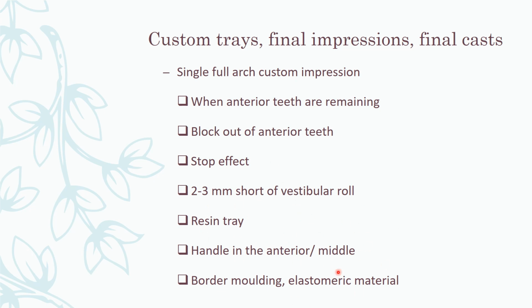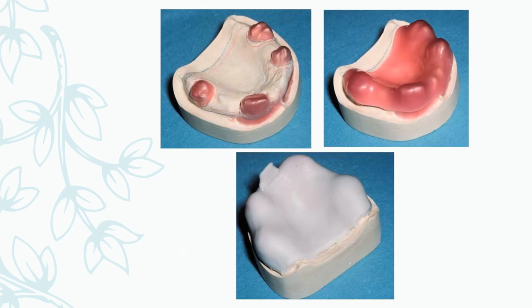It has to have a handle, it has to be bottom molded, and an elastomeric impression has to be taken after that. Okay, so you can see these. First of all, it has been covered, blocked out, and the spacer has been made. Of course, stops are made, and a special tray with the handle.